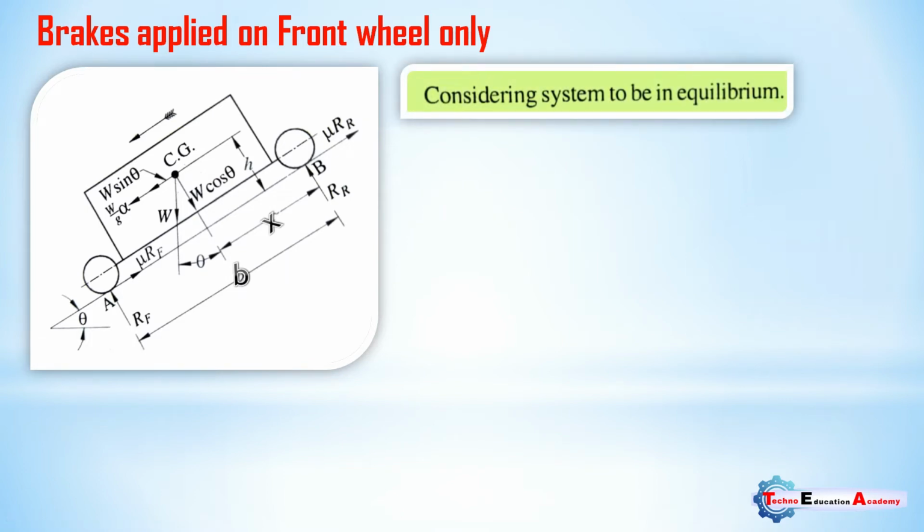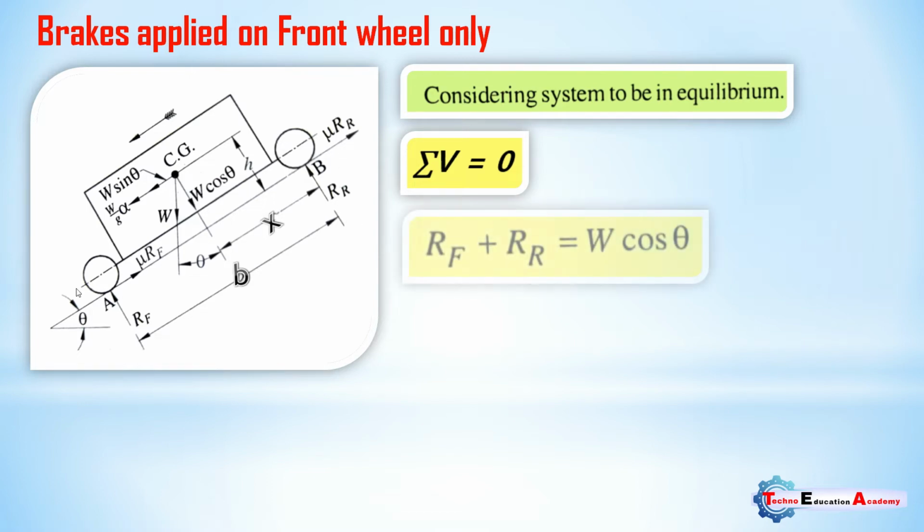Consider the system to be in equilibrium condition. As we know, for equilibrium condition there are three conditions: sigma horizontal equal to 0, sigma vertical equal to 0, and sigma moment equal to 0. So first of all we are considering sigma vertical equal to 0. Here you can see that the forces are acting vertically in the direction of the plane.